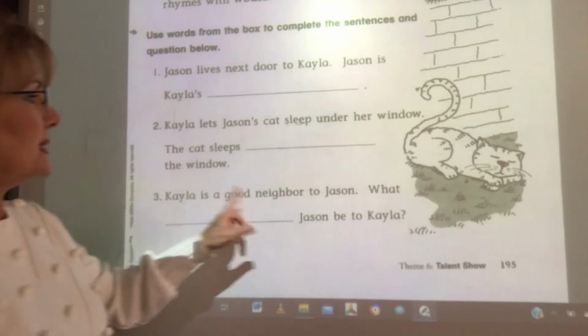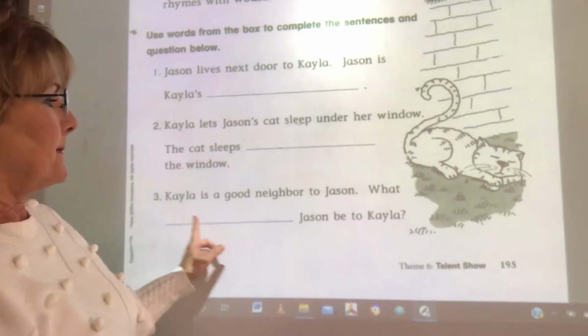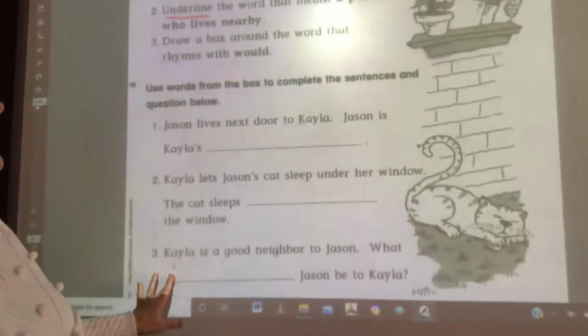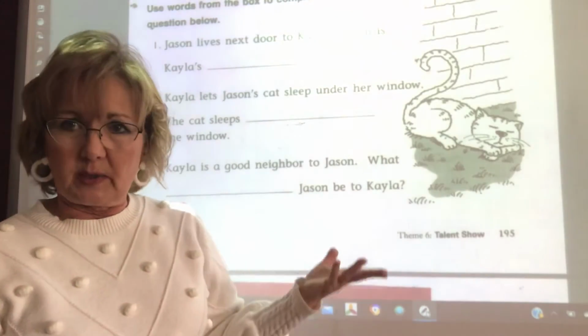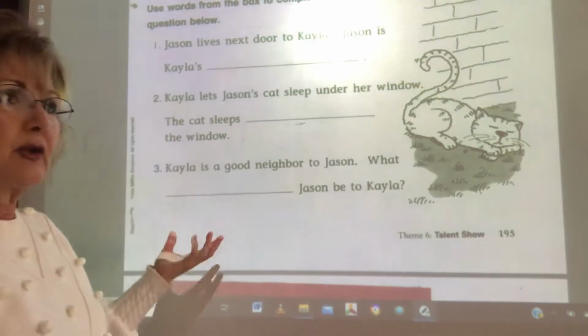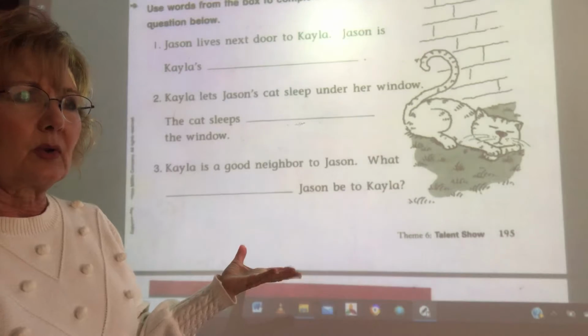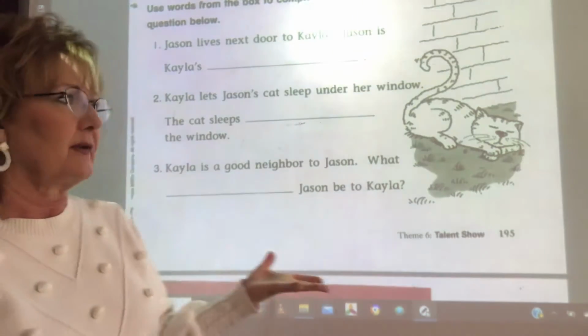Kayla is a good neighbor to Jason. What ___ Jason be to Kayla? What should Jason be to Kayla? Probably an equally or better good neighbor. A good neighbor, a better neighbor, or the best neighbor she's ever had in her whole life, right?